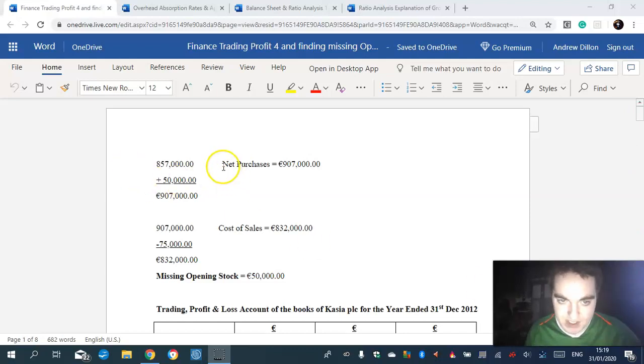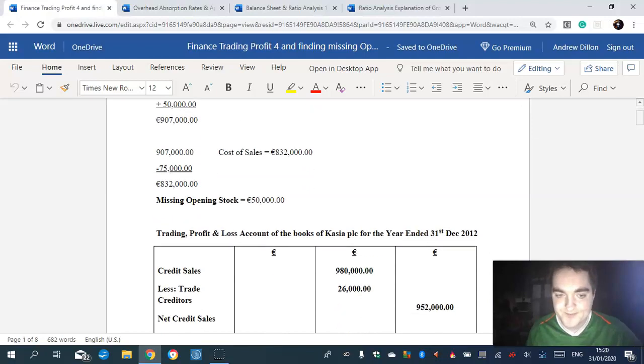This is the answer for how to find the net purchases, and the same with the cost of sales. So I use 857 plus 50,000, I get 907, and that's the answer here. And then I minus 75,000, and I got the answer for cost of sales, which is 832,000. And then this is where it comes to the opening and missing stock.